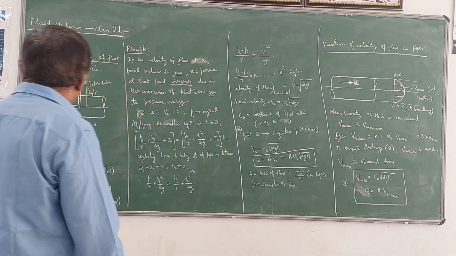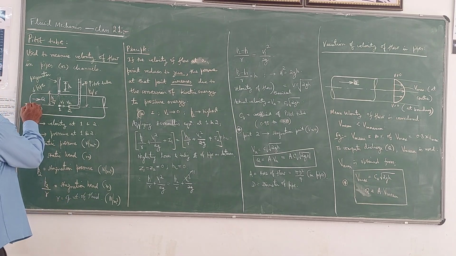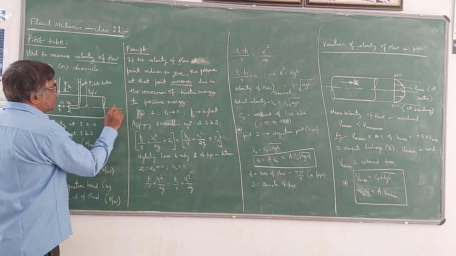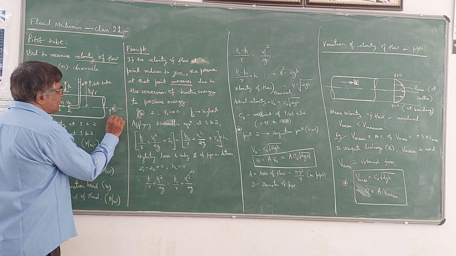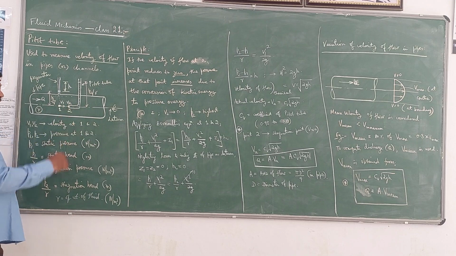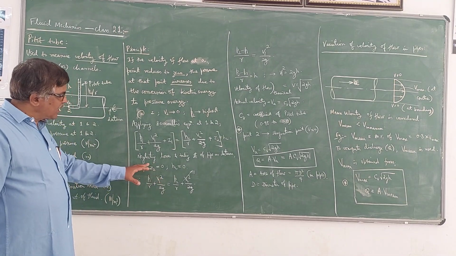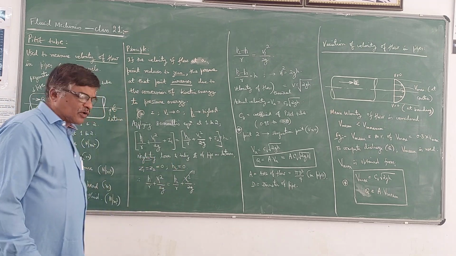Now I have taken here Z1, Z2, the datum heads. What I will do is I will take the center line of the pipe. So this is the center line of the pipe. If I take this itself as the datum, then the values of Z1 and Z2 will be equal, and that is equal to 0. And also if you neglect losses, then HL will be 0.